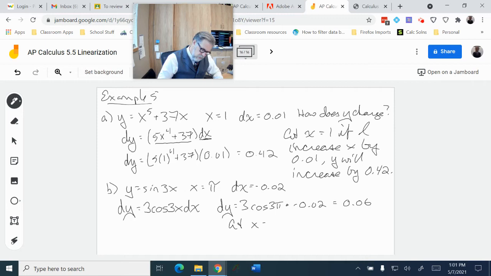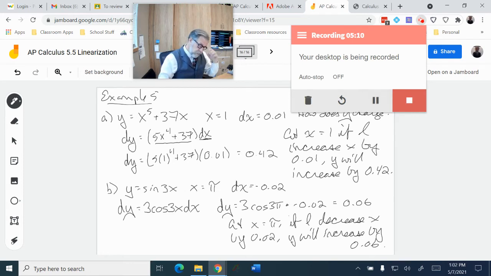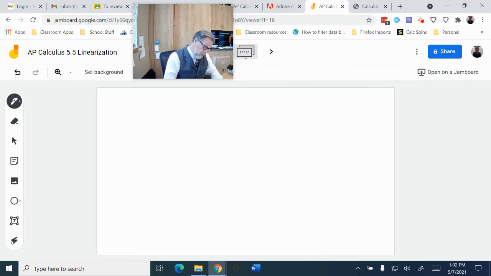At x equals pi, if I decrease x by 0.02, y will increase by 0.06. Again, remember, at a particular point, if I make some small change in x, I can calculate what my change in y is going to be. Okay, let's do one more example.